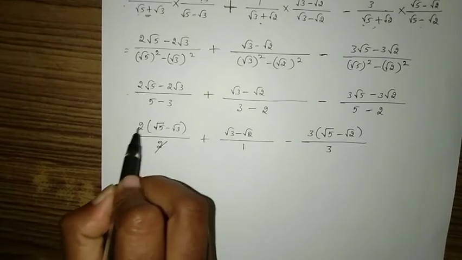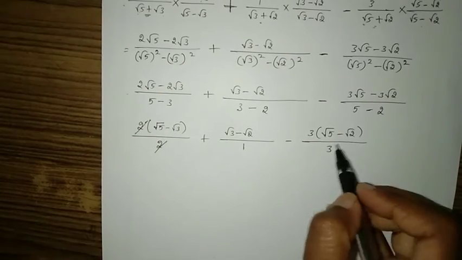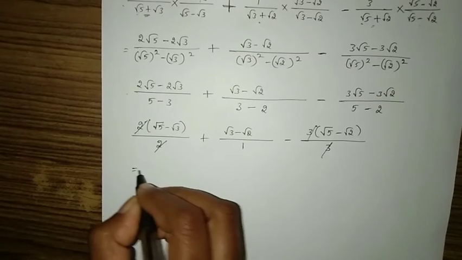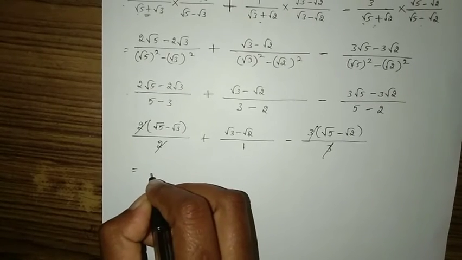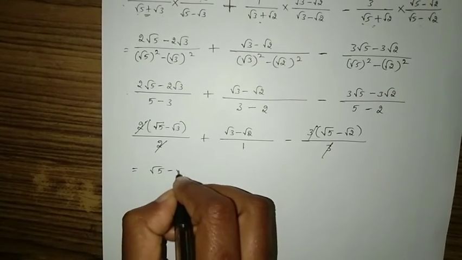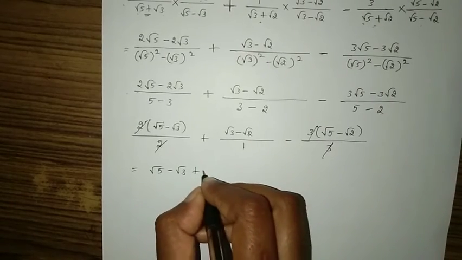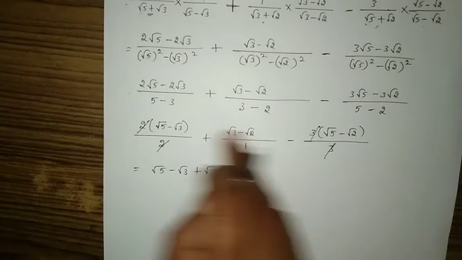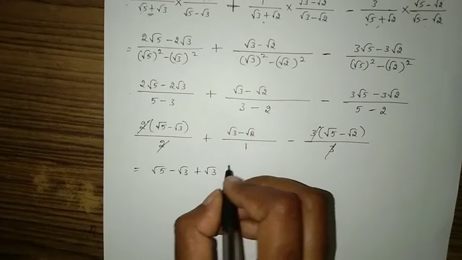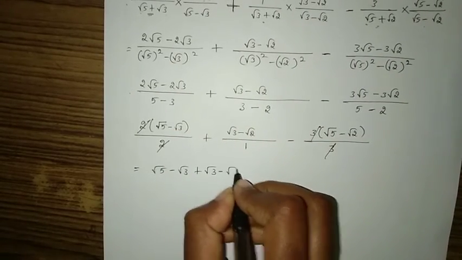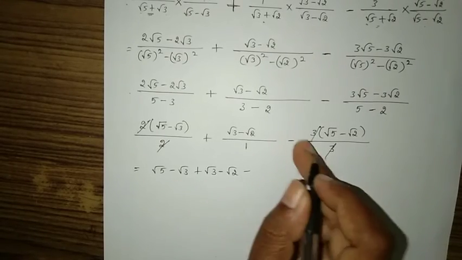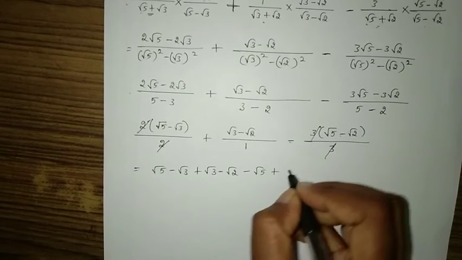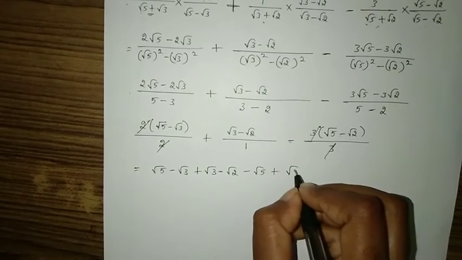Good. What can we do? We can cancel these terms: 2 divided by 2, and 3 and 3. Sorry. So we get root 5 minus root 3 plus root 3. I'm writing what it is in the above step. That's root 2 minus root 5, minus into minus, plus root 2.